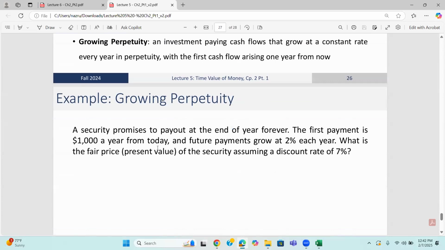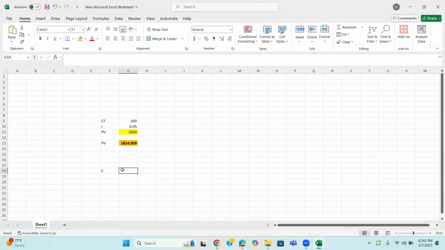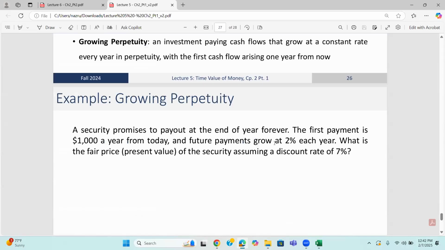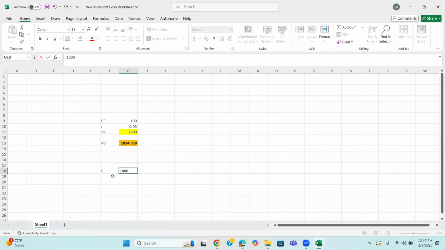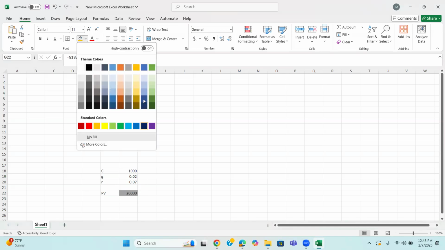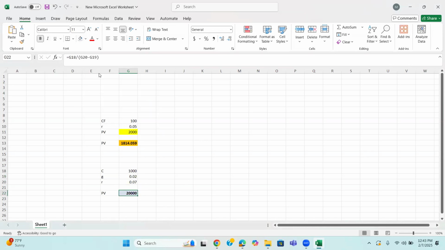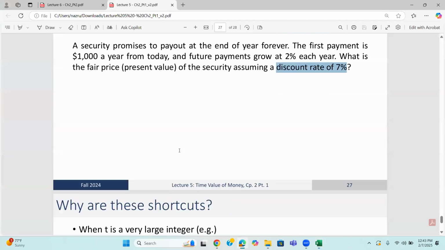let's solve this problem. Okay. The first payment is 1000. Let's write it again. C is 1000, and it grows at 2% each year, right? So our growth is 0.02 and the discount rate is 7%. So our rate is 0.07, right? So what should be the perpetuity? We have cash flow over rate minus growth, right? So this 20,000 should be the present value for this growing perpetuity problem. All right.